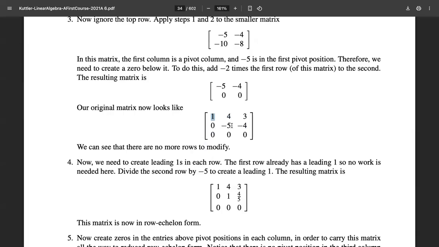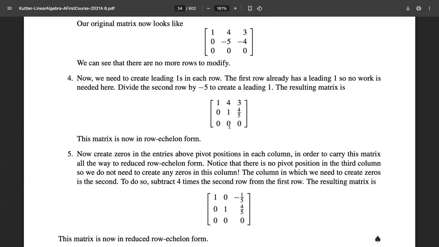So what I do is I multiply the entire row by a constant, I divide it by -5, right? And that converts the -5 into a 1. So this is my second operation in my elementary row operations. Now we have our matrix in row echelon form.